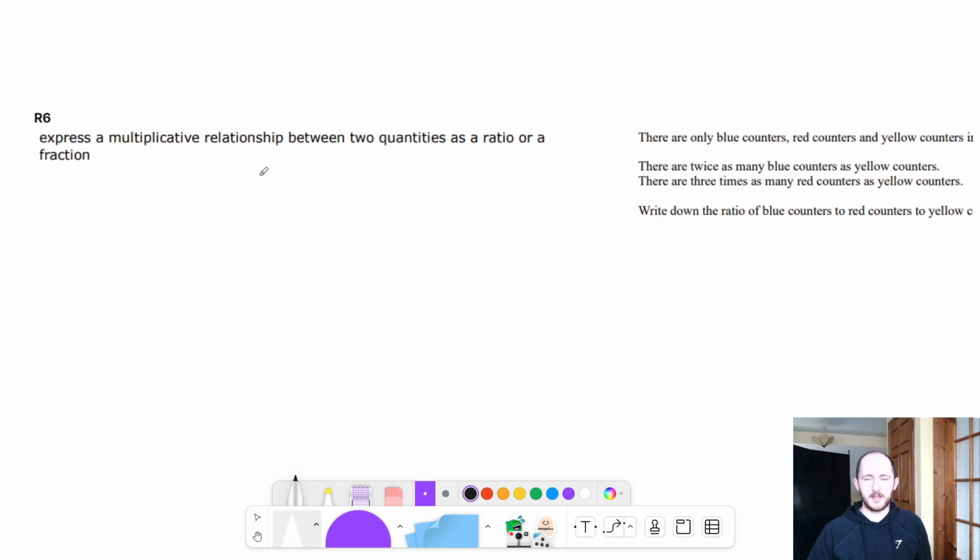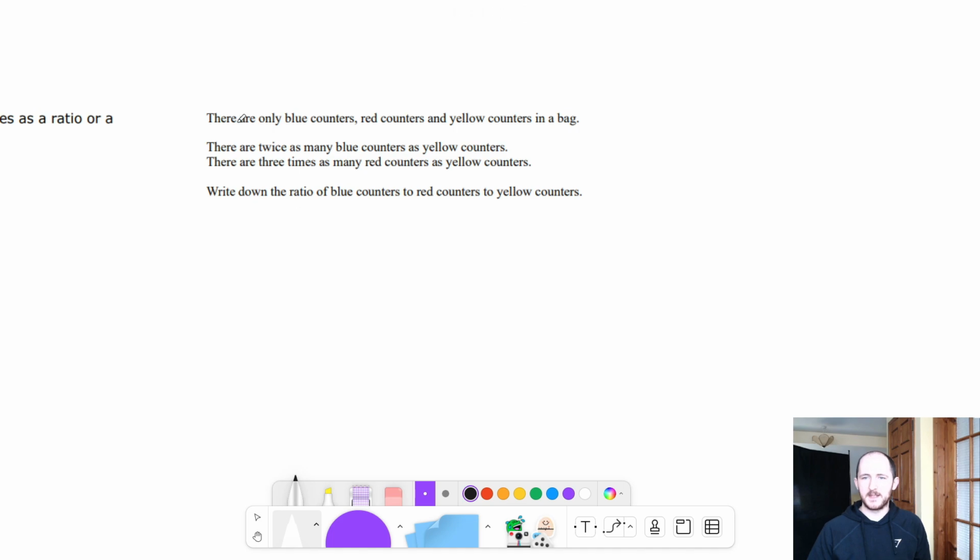Express a multiplicative relationship between two quantities as a ratio. So here it says there are only blue, red and yellow counters. There are twice as many blue counters as yellow counters, so this is what they mean by multiplicative, because I'm telling you there are 2 times as many blue as yellow. So in other words, blue is equal to 2 times yellow. So to write that as a ratio, all you would do is put 2 to 1. Okay? Twice as many on the left hand side than the right hand side. That's how you do a multiplicative relationship.